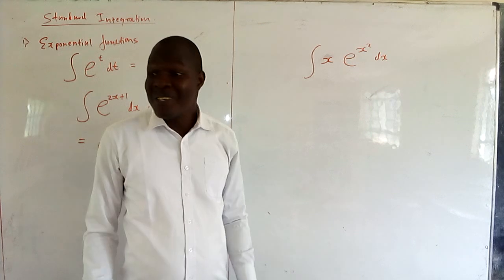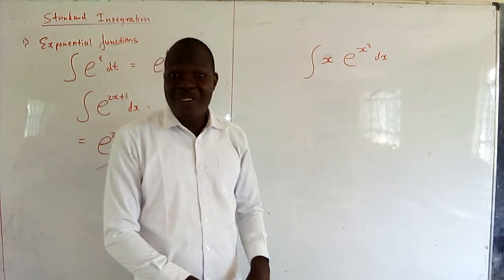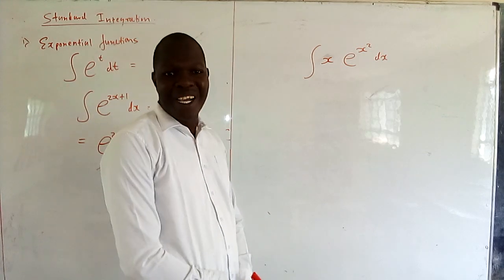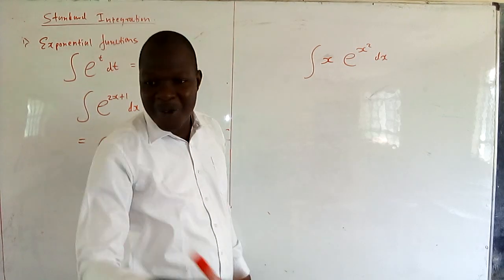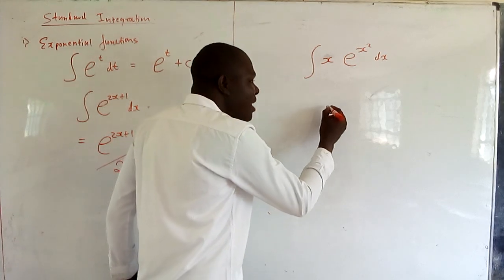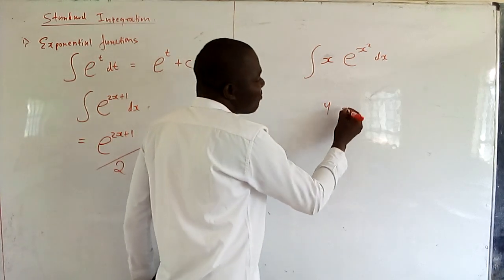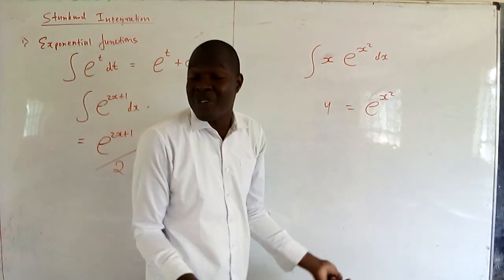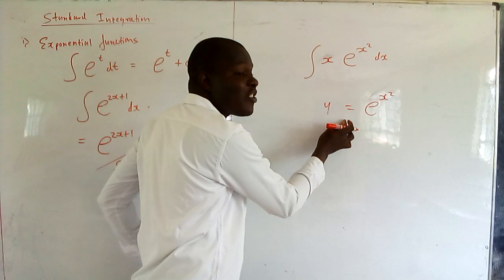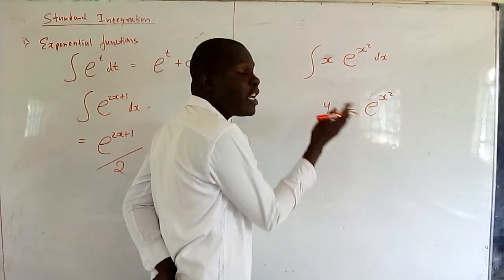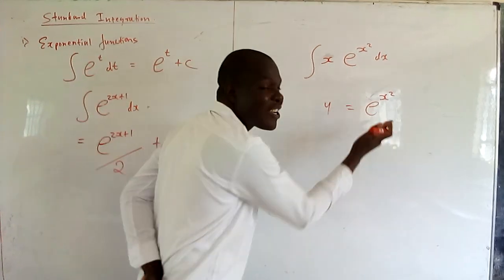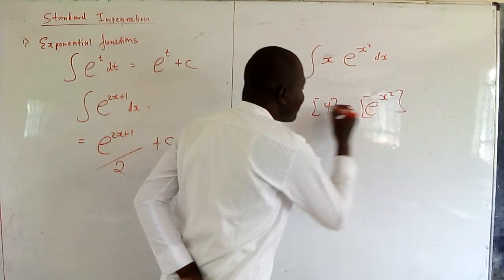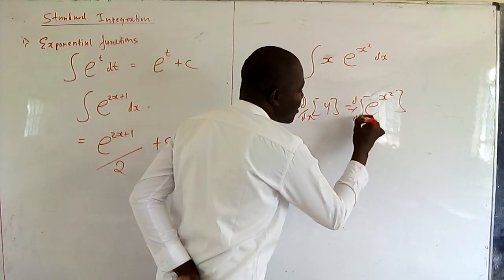It's not a constant, so it is not integration by parts. Now it's algebraic substitution. How does algebraic substitution work? You go back to differentiation. Say y is equivalent to exponential x squared. If you differentiate this with respect to x, meaning implicit differentiation, you introduce d/dx on both sides of the equation.